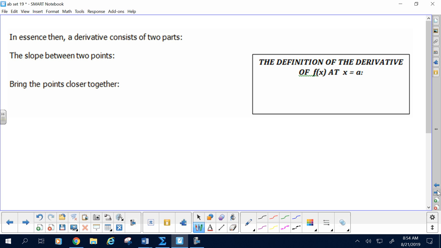So how would you say that? First of all, we said, let's find the slope between 2 points, a and some point a delta x away, minus the original point at a, over the change in x, which is delta x, and we get them closer and closer together by taking delta x down to 0, and we do that with a limit.